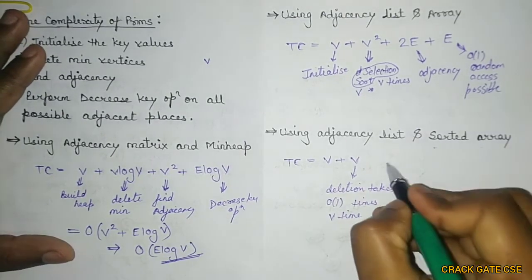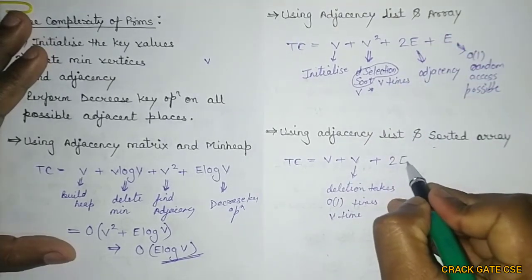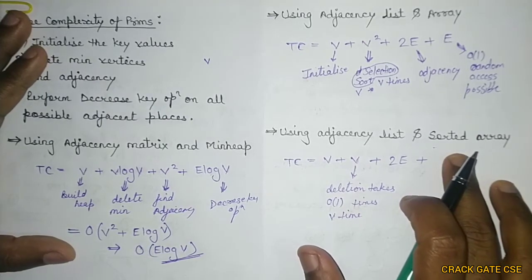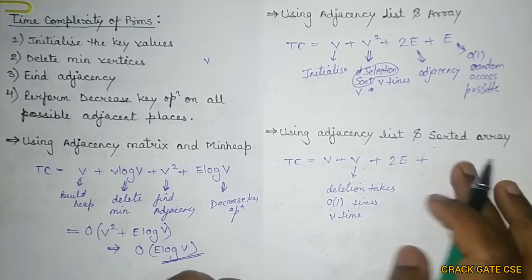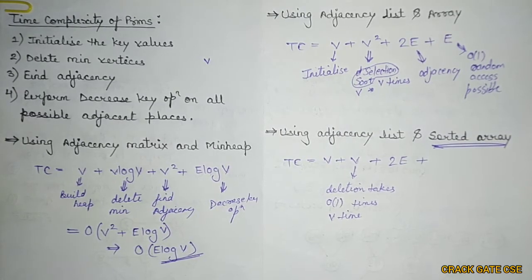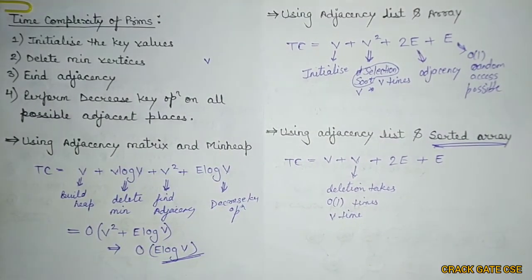So it is V, and we know that to find the adjacency in the adjacency list, it will take the same amount, which is 2E. And now we have to perform the decrease key operation, and if I am performing the decrease key operation, I have to sort the array again, because if I decrease anywhere, then the property of the sorted array will be distorted. So how can we do that? After decreasing, we have to sort the array again, right? First of all, how many times do I have to decrease? I have to perform the decrease key operation E times.